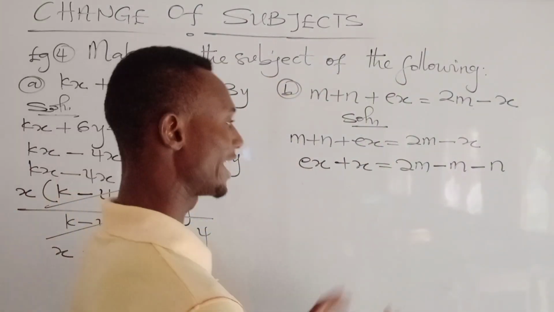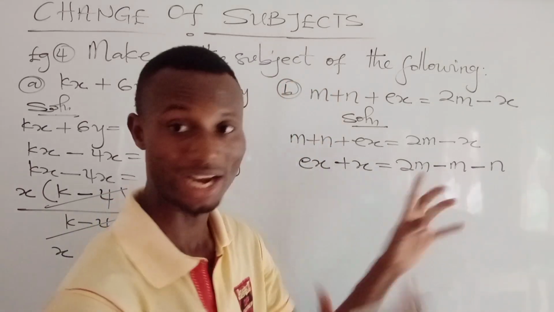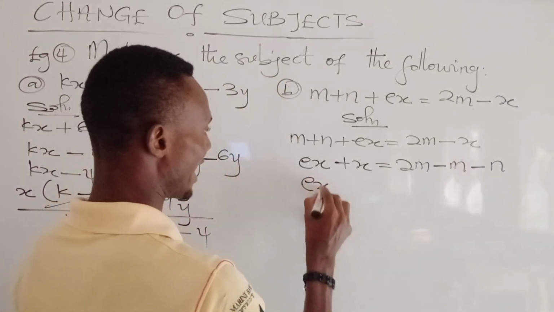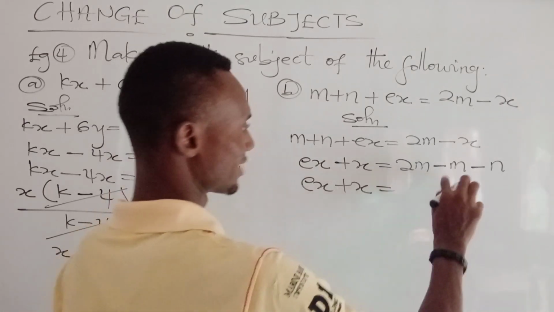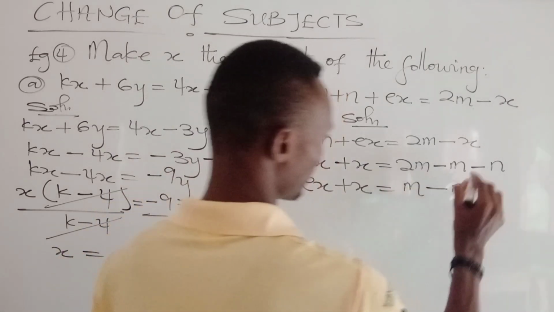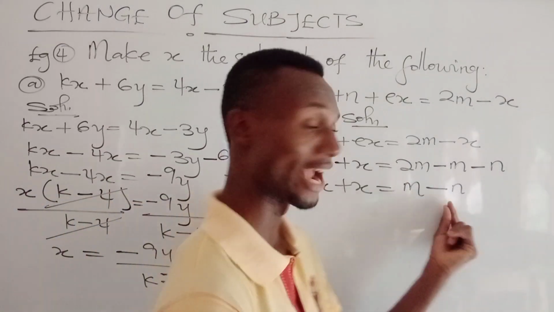Okay, let's go ahead and simplify further, because this 2m and this minus m, we can simplify them. They are like terms. Okay, so I'll write my es plus s, which is here, equals to 2m minus m will give me m. Okay, then you bring your minus n, which is there. So we have es plus s equals to m minus n.